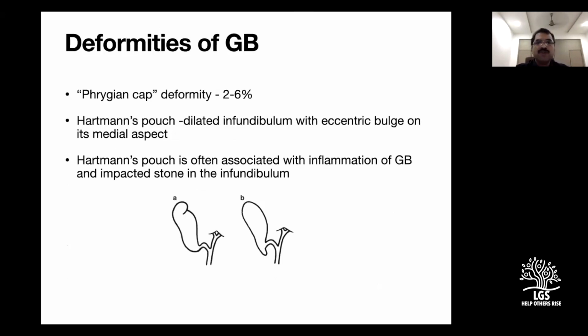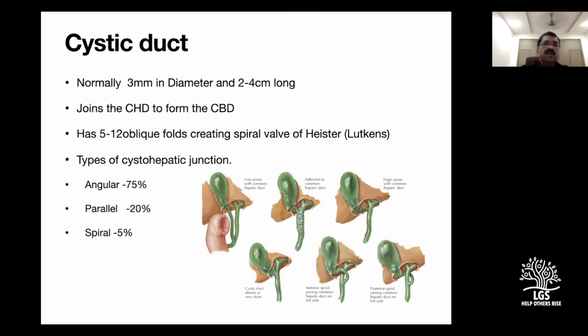So there are some deformities described in the gallbladder like Phrygian cap deformity, that is the folding of the fundus on its own, seen in around 2 to 6%. Sometimes stones may lodge in the folded gallbladder, and that may create problems. Hartmann's pouch is not a congenital thing. It is not a developmental thing. It is an acquired thing due to lodging of stones or inflammation. And it is seen secondary to an impacted stone in the infundibulum.